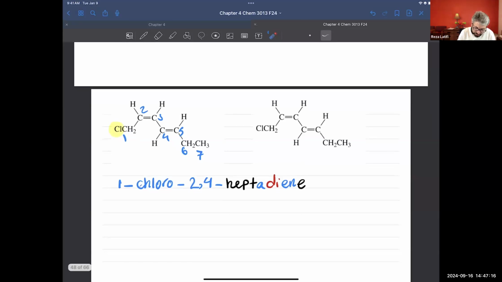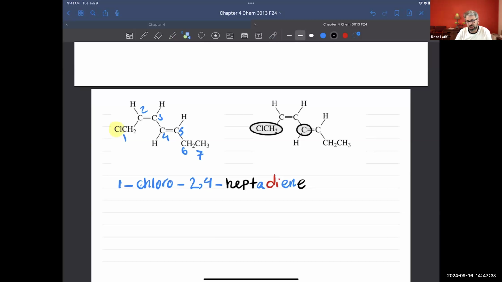How do we use E and Z? If they are on the same side, you go with Z. If they are across from each other, it will be E. This is going to be your first substituent. That's the first substituent. Where is the second substituent? The second substituent will be that carbon.